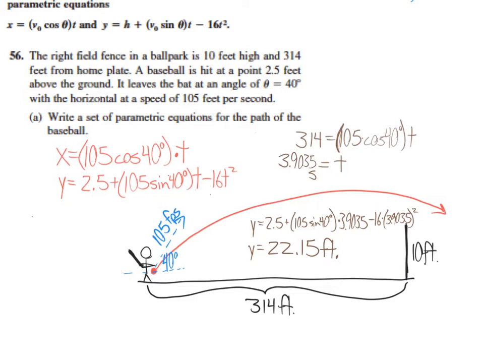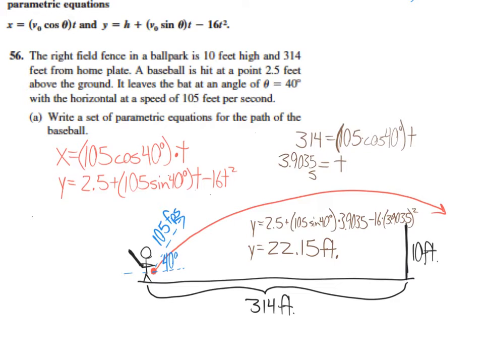So here's the thing, there are two ways that you could do this. We figured out when it would be that far away, and then we saw, will it be high enough when it's that far away? And the answer was yes. We could have also set this y equation equal to 10.